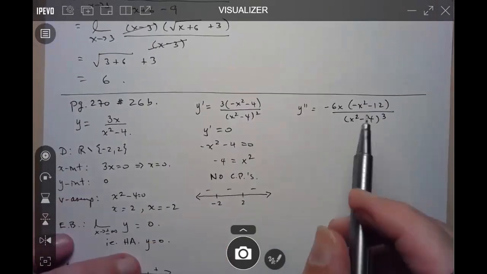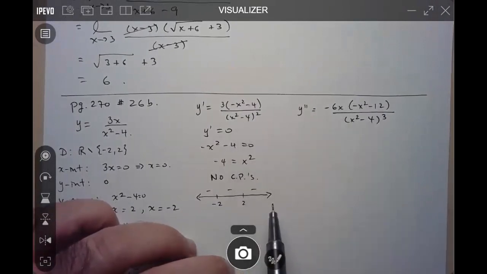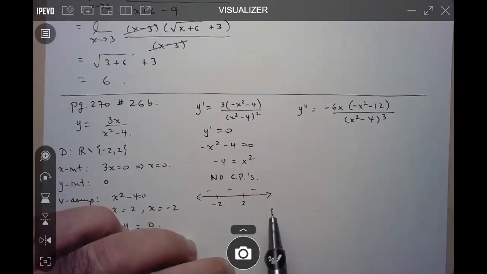Okay, so that is negative 6x times negative x squared minus 12, all over x squared minus 4 cubed. Okay, that would have been a real mess to determine on our own. This would have been quite a bit of work. All right.